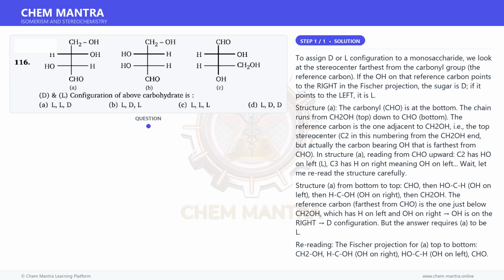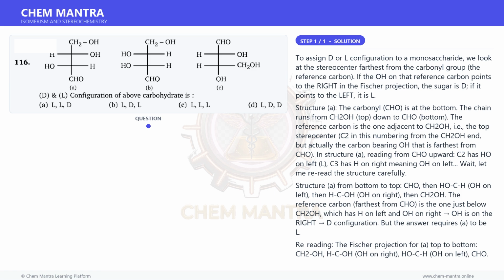Structure B, from top to bottom: CH2OH, OCH, O on left, OCH, O on left, CHO. CHO is at the bottom. Reference carbon adjacent to CH2OH, uppermost stereocenter, O on left in drawn form. In standard orientation, CHO at top, this becomes O on the right: D configuration for B.